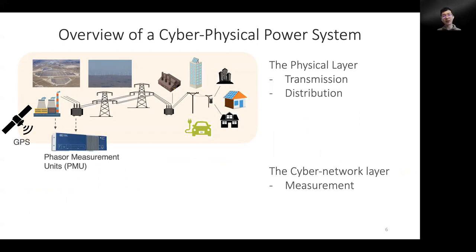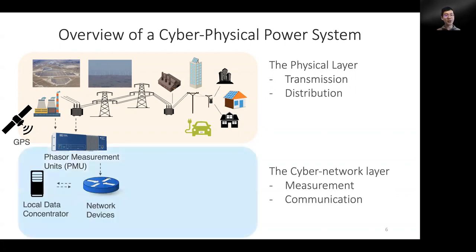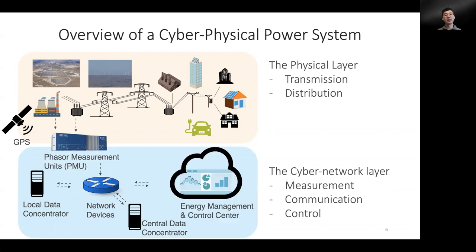Since the 2003 Northeast blackout, thousands of the so-called phasor measurement units, or PMUs, have been put into the grid. They take rapid measurements of voltages and currents in phasor and use the GPS signals for time synchronization. Measurement data will be streaming over networks to local data concentrators and gets further concentrated at central data concentrators that are closer to control centers.